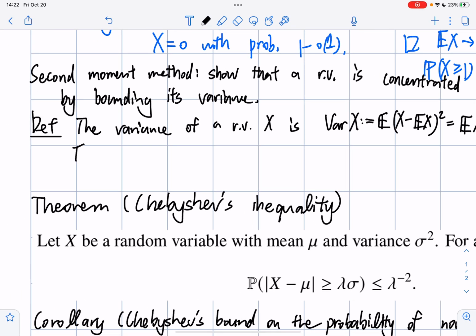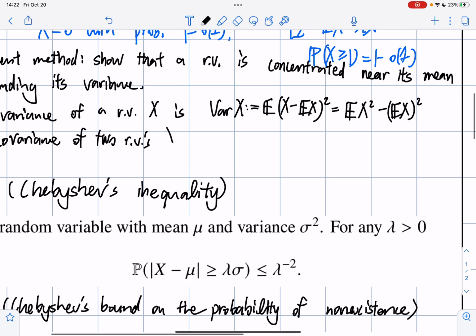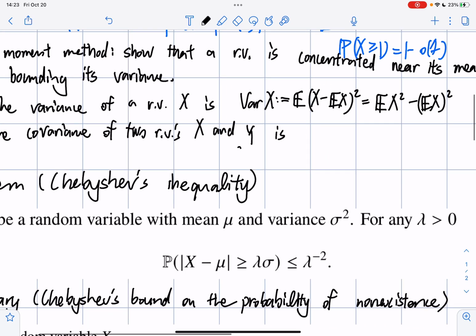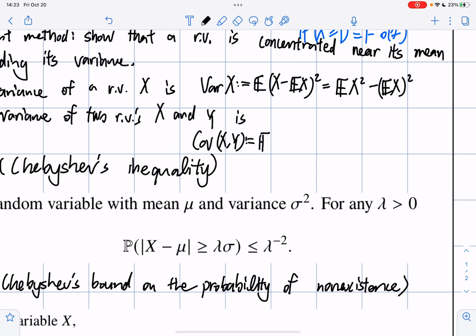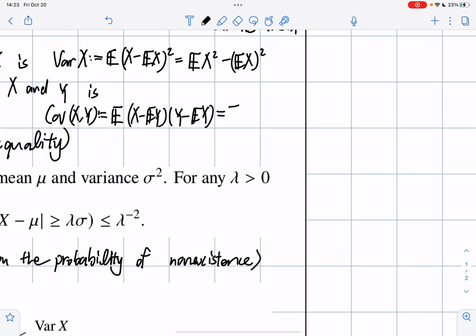And what is the covariance? The covariance of two random variables, let's say X and Y, is defined as the expectation of X minus its mean times Y minus its mean. And by some algebra, you'll see that it equals the expectation of XY minus the expectation of X times the expectation of Y.